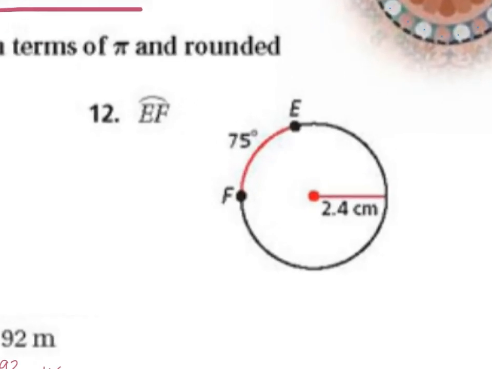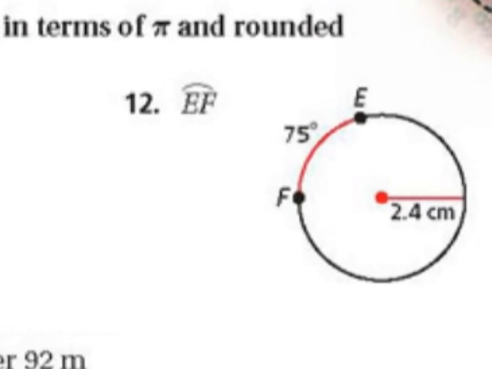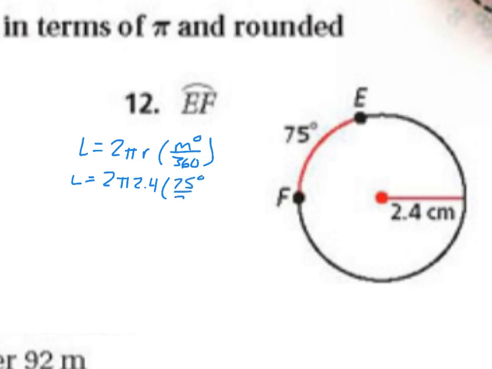Let's move on to number 12. So here we're looking for the length of arc EF. So again, we're going to use our length of the arc formula, which is 2 pi r times the measure of the arc degrees over 360. We have 2 pi times our radius, which is 2.4. Our measure of the arc is 75 degrees over 360.